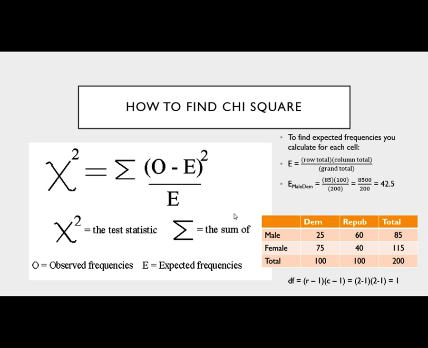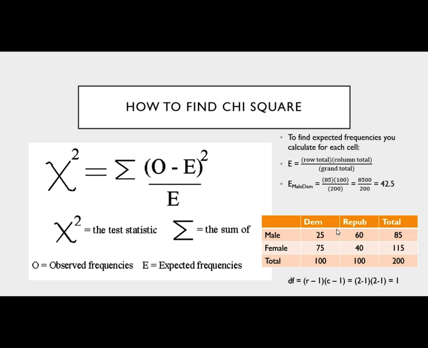So here's the observed frequency for each of these categories. We've got Democrats and gender: Democrat and male, Democrat and female, Republican and male, Republican and female. We've got 200 in our grand total, 100 in the column totals, and 85 and 115 for our row totals. To find the expected frequency, I would take my row total, which is 85, times the column total, which is 100, divided by the grand total, which I'd get is 42.5.